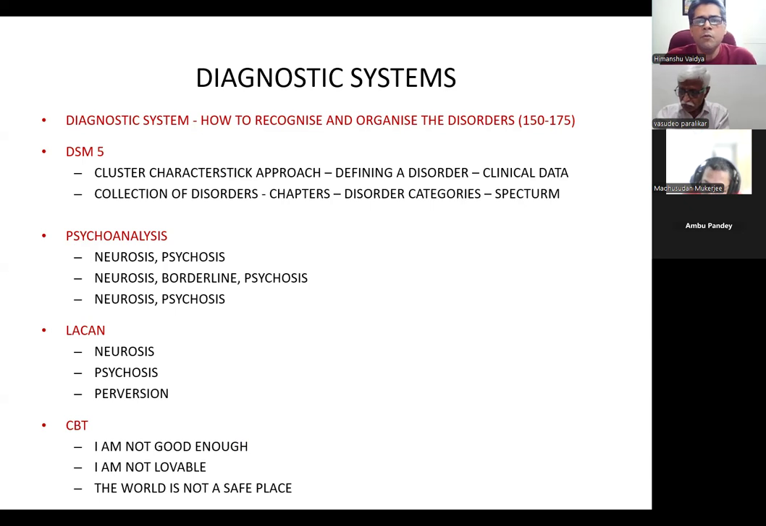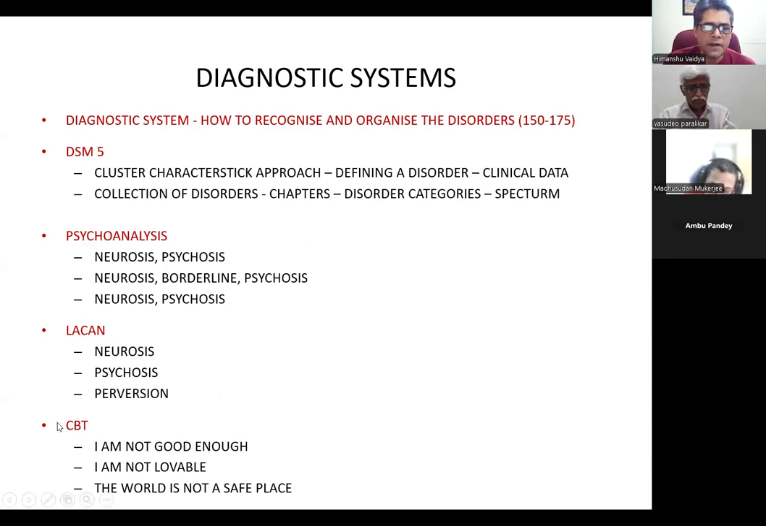For example, if we put all 175 disorders of DSM-5 into the psychoanalytic diagnostic system, they will be largely categorized into two: neurosis and psychosis. So you will have part 1 neurosis, part 2 psychosis, and then you will have subparts of part 1 and part 2. Similarly, if you use the Lacanian diagnostic system, you will have to classify all these 175 into neurosis, psychosis, and perversion.